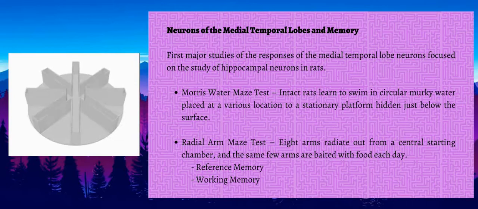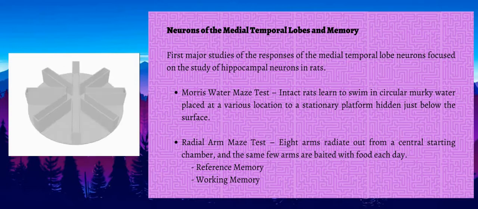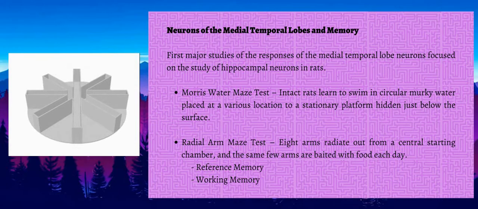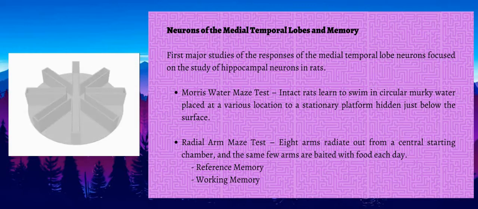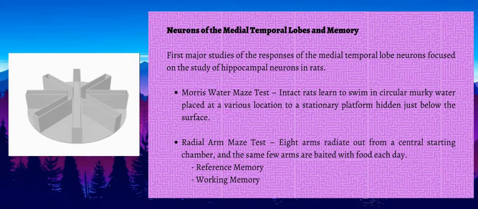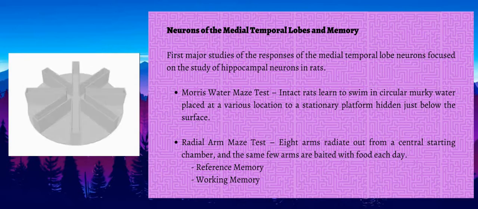The ability to visit a baited arm is measured by reference memory. This memory is for general principles and skills needed to perform a task. The ability to not visit an arm more than once a day is measured by working memory. So this is a temporary memory that is needed for successful performance of a task one is currently working on. Rats with hippocampal lesions showed poor performance on both the reference memory and the working memory of the radial arm task.